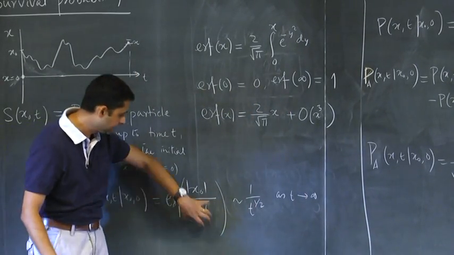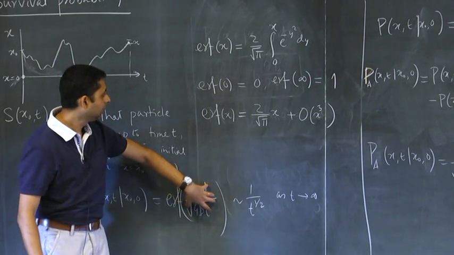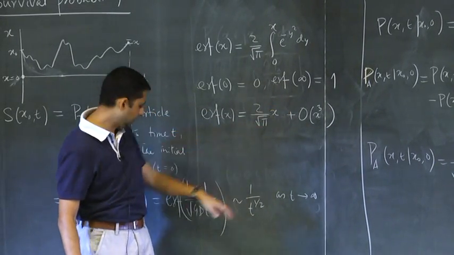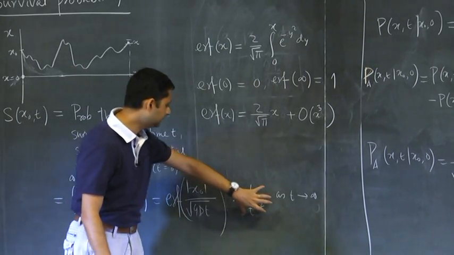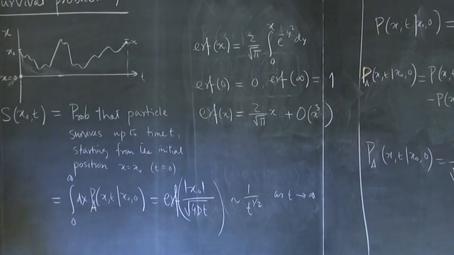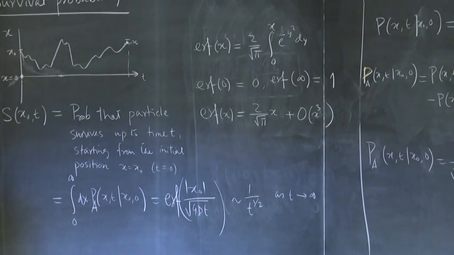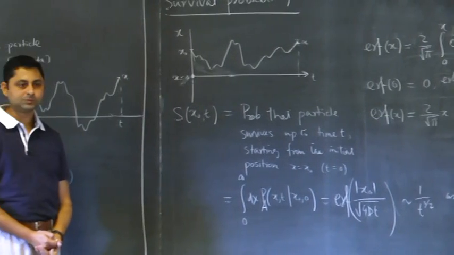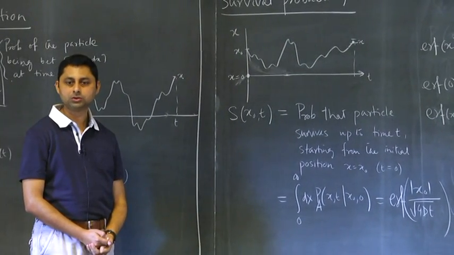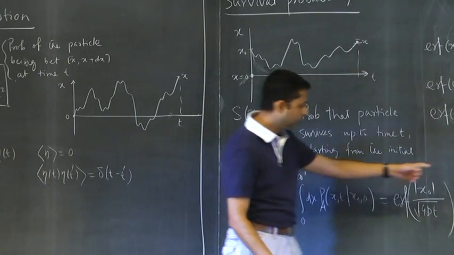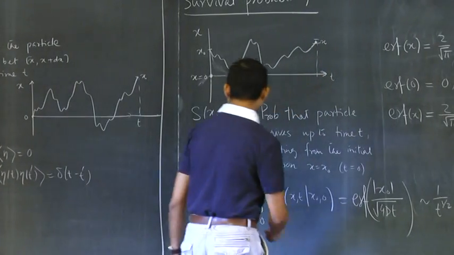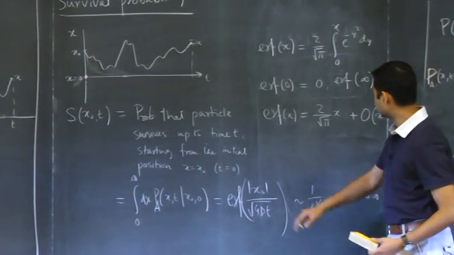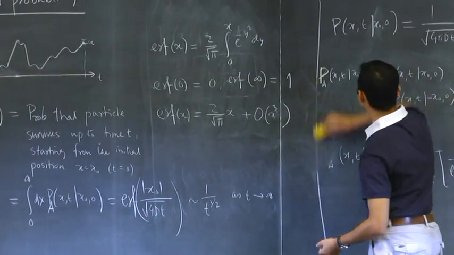Because when t is large, the argument of the error function is small, and we saw that when the argument of the error function is small, it is linear in x. So it is linear in the argument. I have not put in the prefactor x0 by square root of 4D, but this is how it behaves, right. So it says that if t is very large, this probability goes to 0, as 1 by t to the power half. Therefore, what is this object at t infinity? You just put it from here: when t is infinity, that guy is 0. So what is this object?